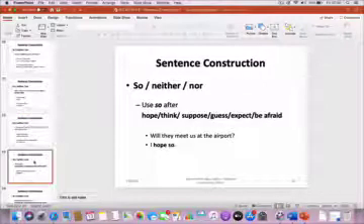We use so after these verbs: hope, think, suppose, guess, expect, be afraid. Unfortunately, you will have to learn these. Will they meet us at the airport? I hope so. Spero di sì.